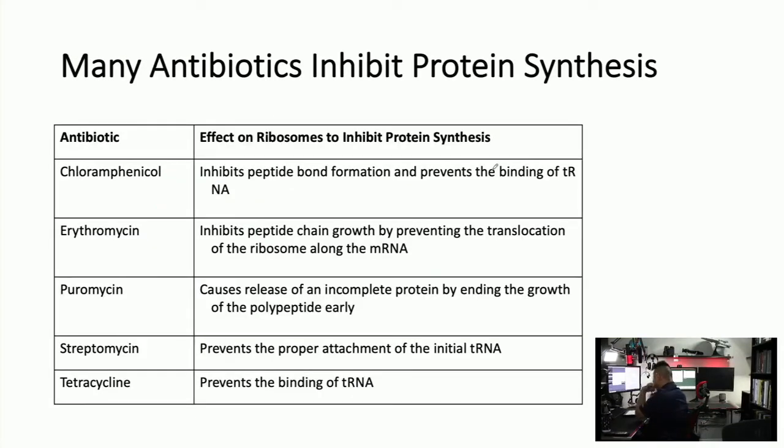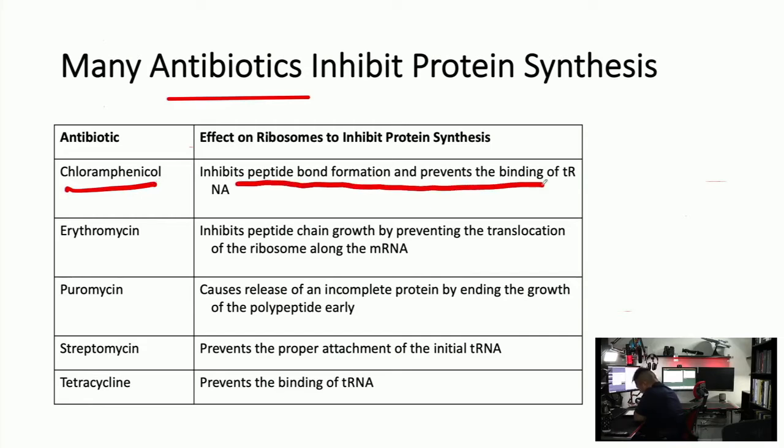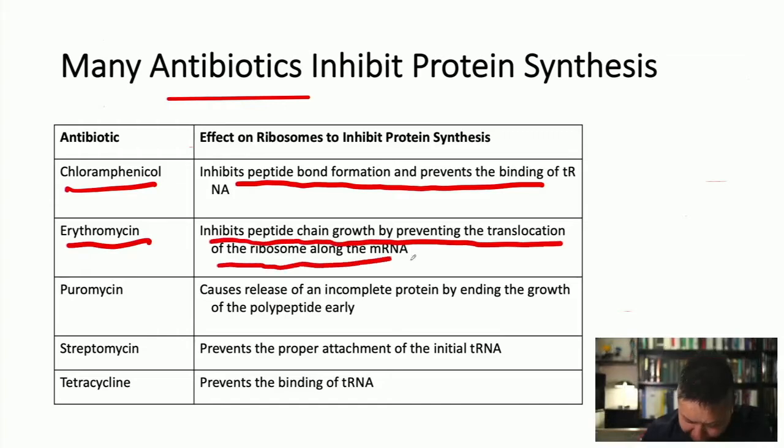Right? So some practical stuff with DNA now. Turns out that there's a lot of antibiotics that inhibit protein synthesis. For example, chloramphenicol, right? This inhibits the peptide bond formation, preventing the binding of tRNA. There's erythromycin, right? This inhibits peptide chain growth by preventing the translocation of the ribosome along the mRNA.